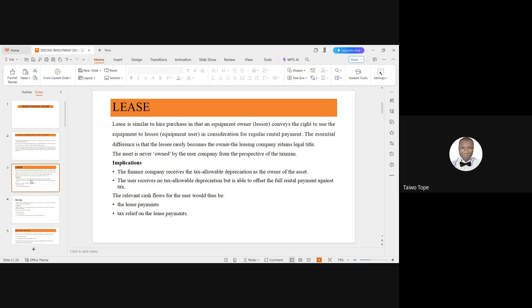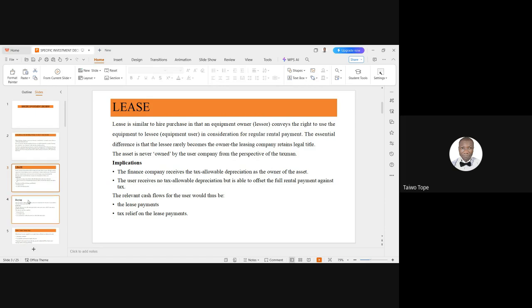So a lease is like hire purchase in terms of usage, but the key difference is ownership. Under a lease, the lessor owns the asset, so they get the tax depreciation, while the lessee can't claim depreciation, but instead deducts lease rentals from taxable income. So when evaluating leasing, the lessee must consider only the lease payment net of tax relief, as that is their true cost.